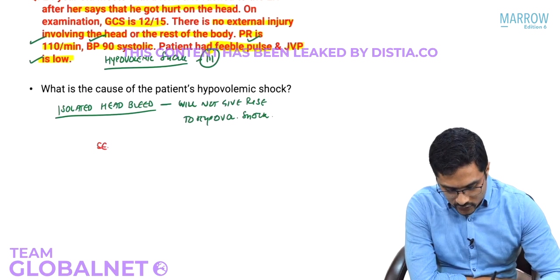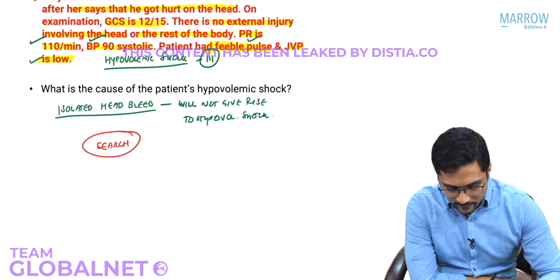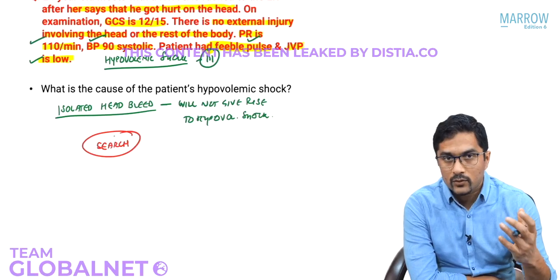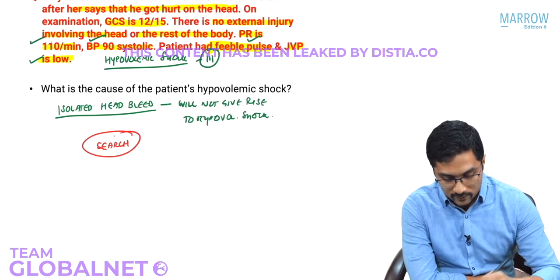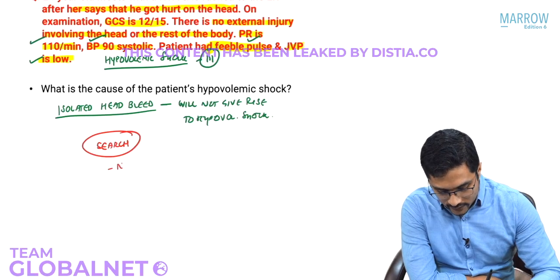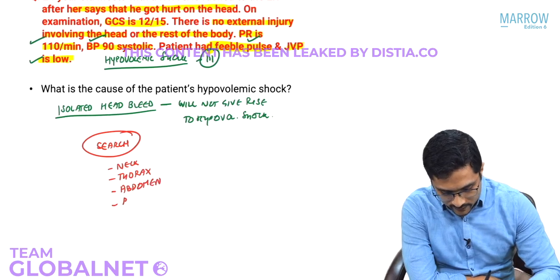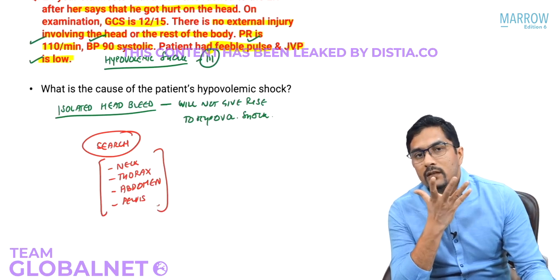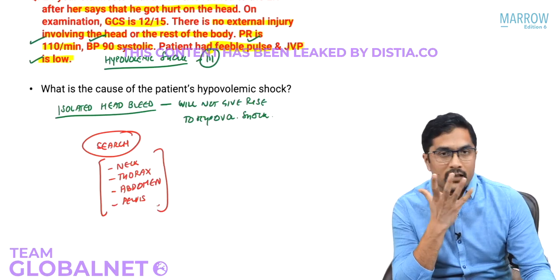Where do we search? So always remember, if you can't see blood outside, on the floor, or if the patient is not bleeding, you need to search in the neck, you need to search in the thorax, you need to search in the abdomen and the pelvis. These are the 4 areas where blood can accumulate. Neck would again be visible with a visible swelling in the neck.